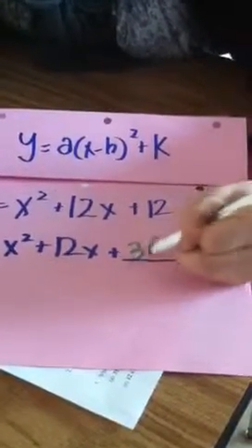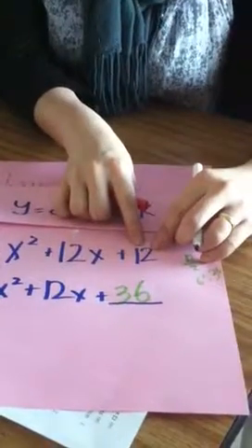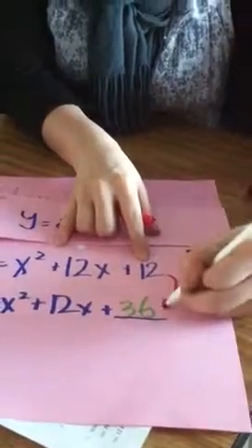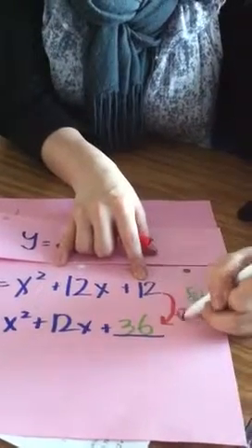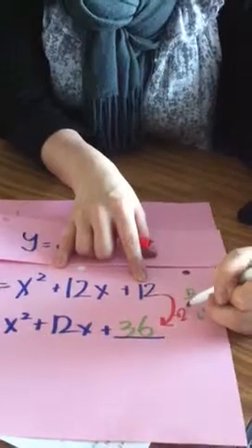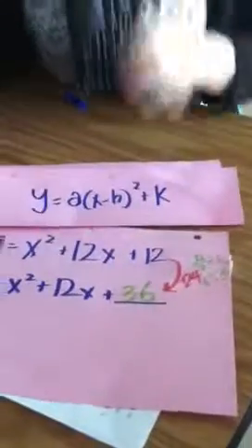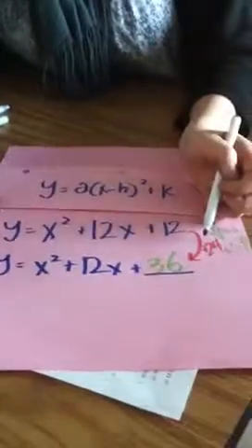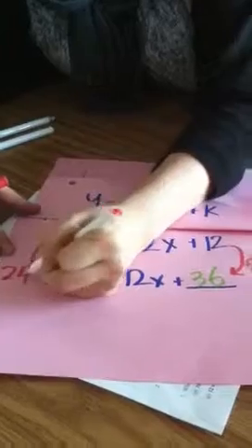So if we want to add 36, how many do we actually need to add, because we already have 12? How many do we need to add to 12? 24. Right, 24. And then what we do to one side, we always have to do to the other side. Okay?